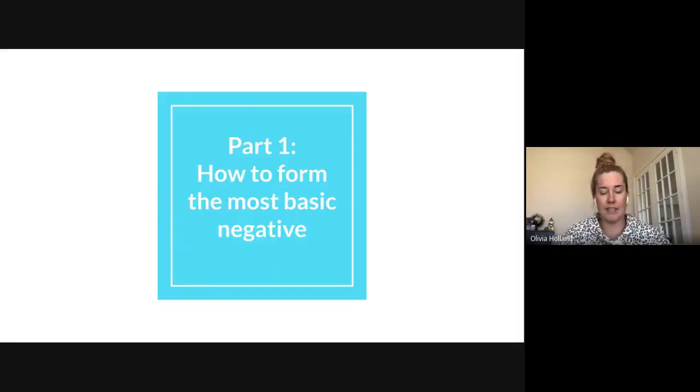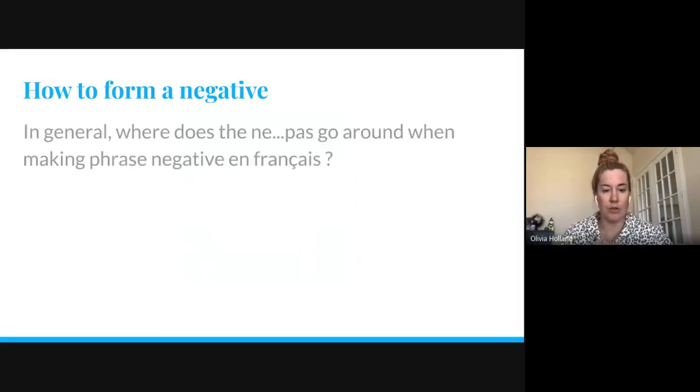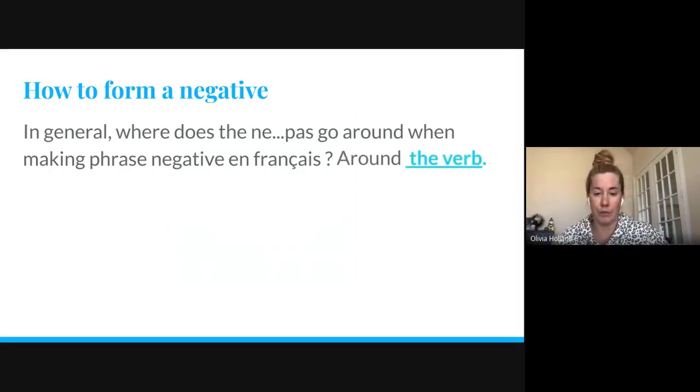So I've organized this into different parts and we kind of move from easy negative adverbs to more difficult. When we talk about negative adverbs, you guys already know the most basic negative adverb. A negative adverb is just a way to say not. So, how do you make a sentence negative? Well, you just add a ne pas. If we go to review on how to actually form a negative, in general, where does the ne pas go when making a phrase negative en français? It goes around the verb, okay?